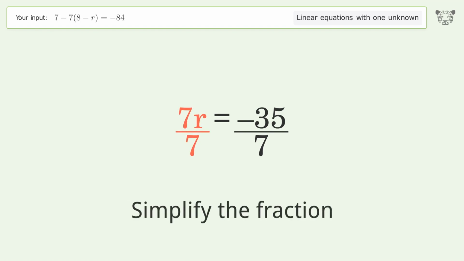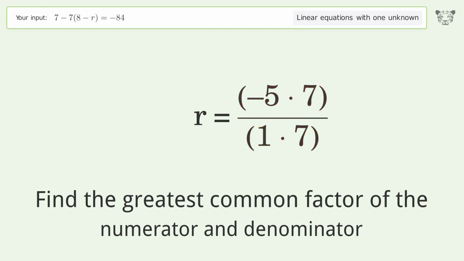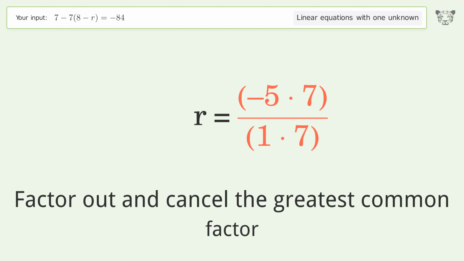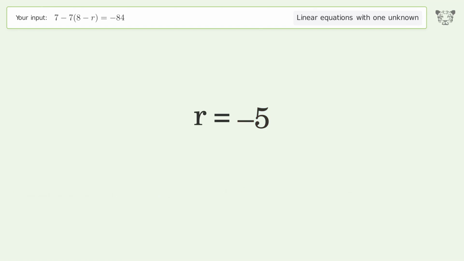Simplify the fraction. Find the greatest common factor of the numerator and denominator. Factor out and cancel the greatest common factor. And so the final result is r equals -5.